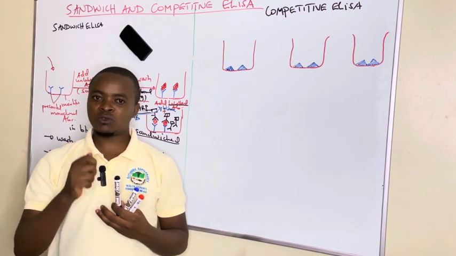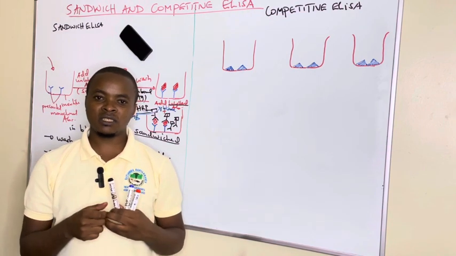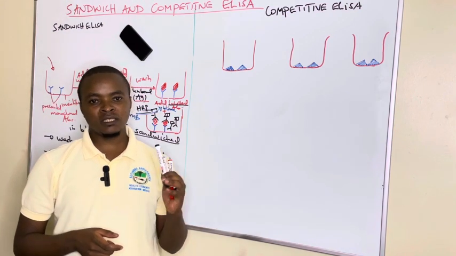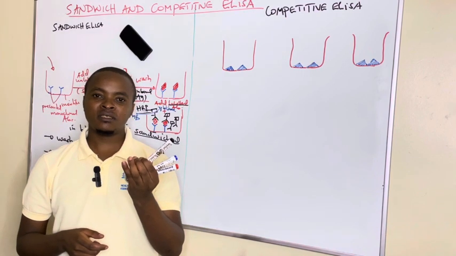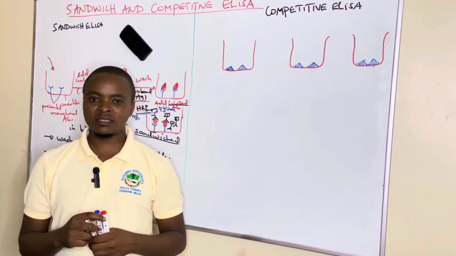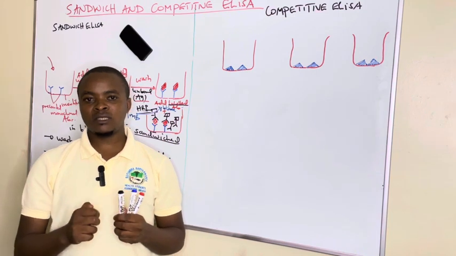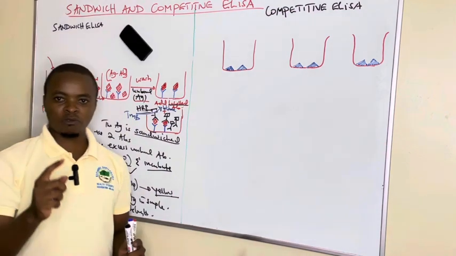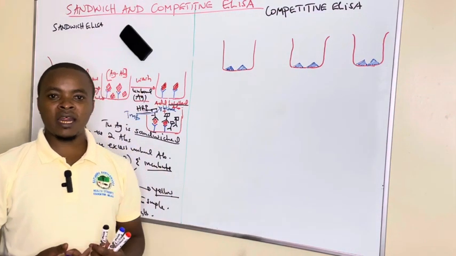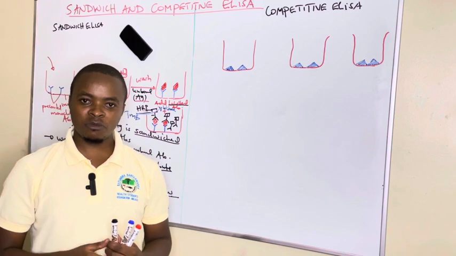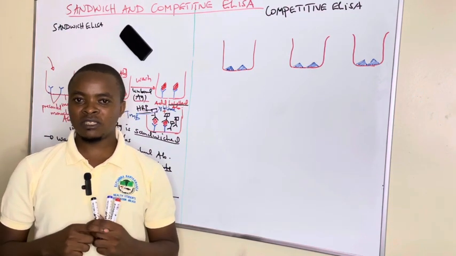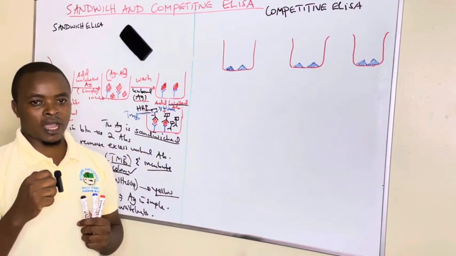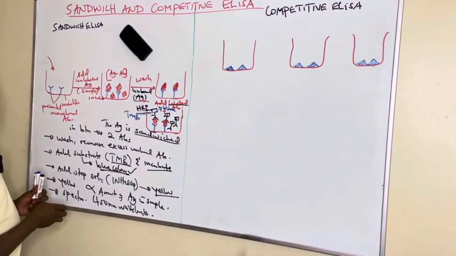And after removing the excess, we add the food for the enzyme, that is the substrate, tetramethylbenzidine, which during incubation is catalyzed by HRP, leading to production of a blue-colored product. And this blue-colored product is stopped by addition of a stop solution, 1 normal sulfuric acid, leading to formation of a yellow color. And this yellow color is determined spectrophotometrically using 450 nanometer wavelength, and the intensity is directly proportional to the amount of the antigen in the sample.